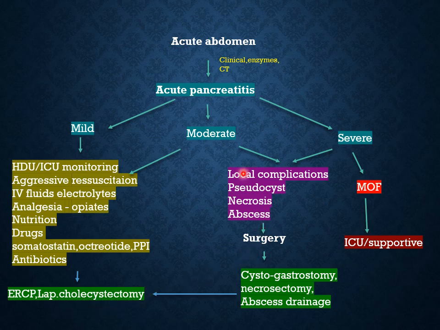If it's moderate, then also with local complications, again he needs surgery: cystogastrostomy, necrosectomy, and abscess drainage. In severe cases where he has got multiple organ failure, mainly ICU and supportive treatment. And when the patient recovers, then you go for laparoscopy or ERCP and cholecystectomy.